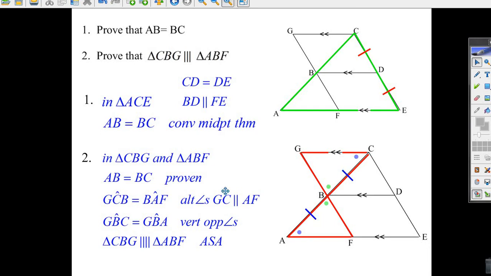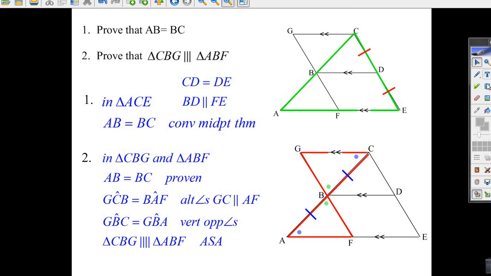I know they're equal because of alternate angles, GC being parallel to AF, and you need to write it just like that. Oh, but there's two angles crossing each other. Those are vertically opposite, those green angles, GBC and GBA. I think there's just a little bit of a typing mistake there. GBC is right, but for the vertically opposite angle, I should say FBA.